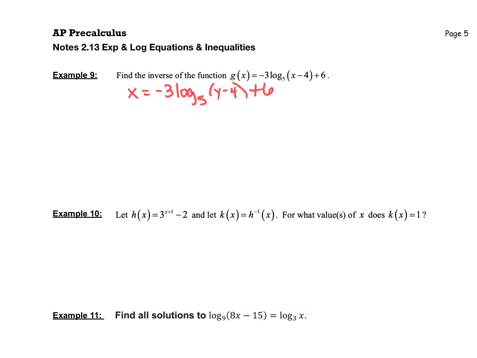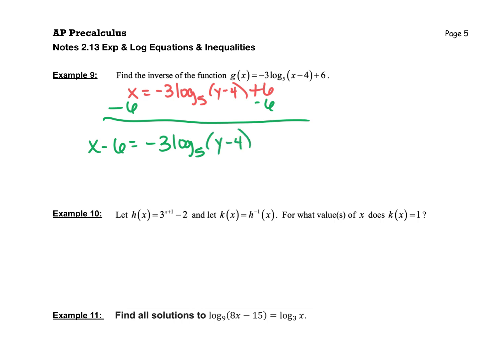Subtract that 6 to start. So I have x minus 6 equals -3 log base 5 of y minus 4. What next? Divide by -3. x minus 6 over -3 equals log base 5 of y minus 4. If we're trying to solve for y, we've got to get y out of that logarithm. So that's going to take what?